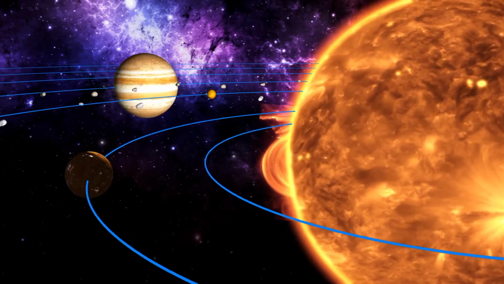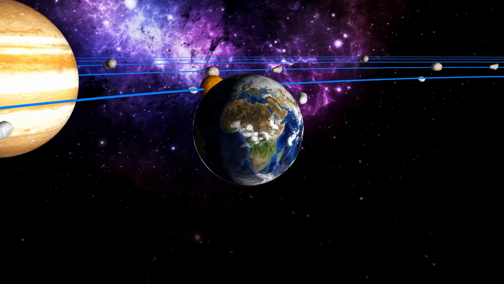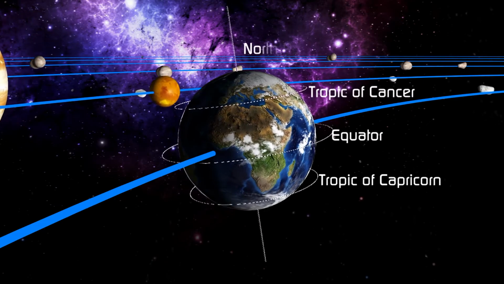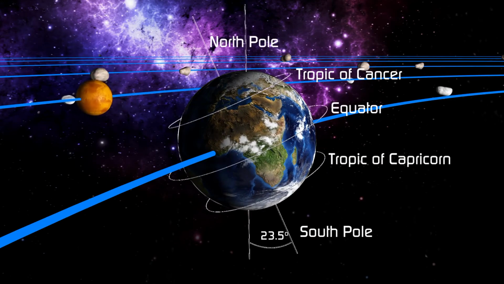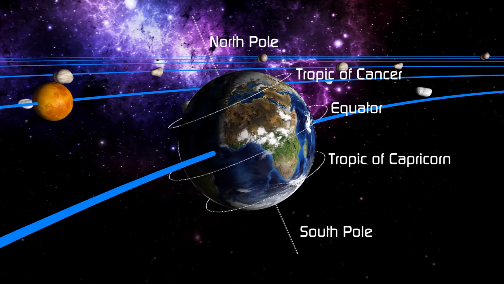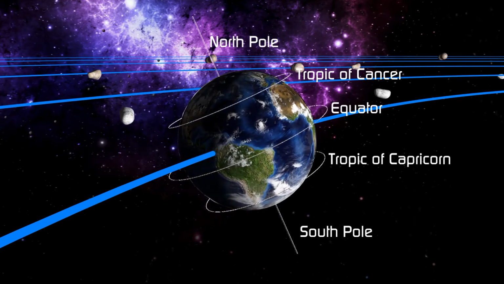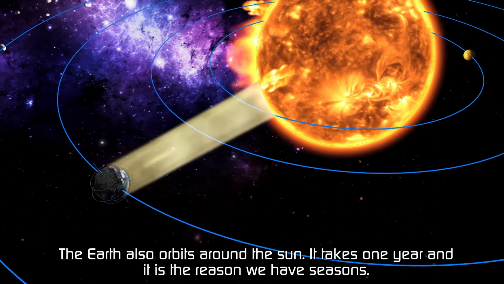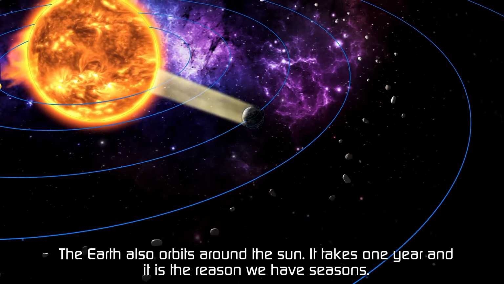The Earth is continuously moving. It is spinning on its axis, or imaginary line that goes through the North Pole to the South Pole. One complete spin of the Earth takes 24 hours, and it's why we have night and day. The Earth also orbits around the Sun. It takes 1 year, and it is the reason we have seasons.